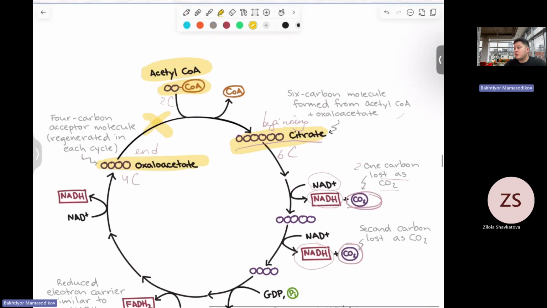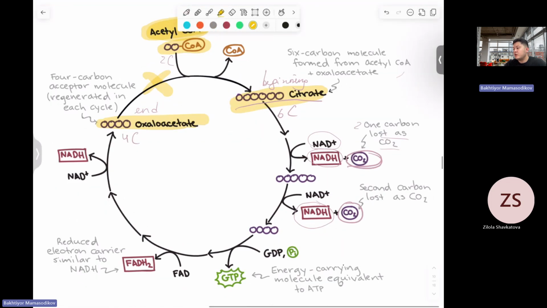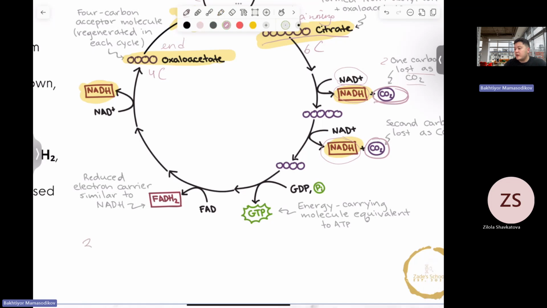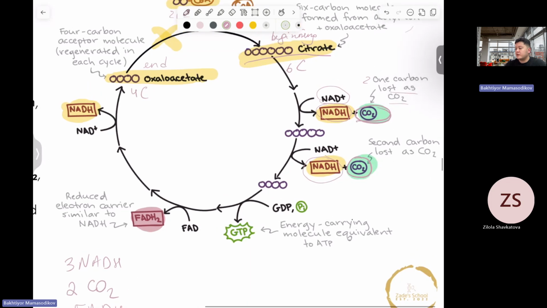From one acetyl-CoA, you're going to make 1, 2, 3 NADH molecules. How many carbon dioxide are released in this reaction? 2 carbon dioxide are released, right? How many FADH₂ are released from this reaction? 1 FADH₂ is going to be released. FADH₂ is also an electron carrier.